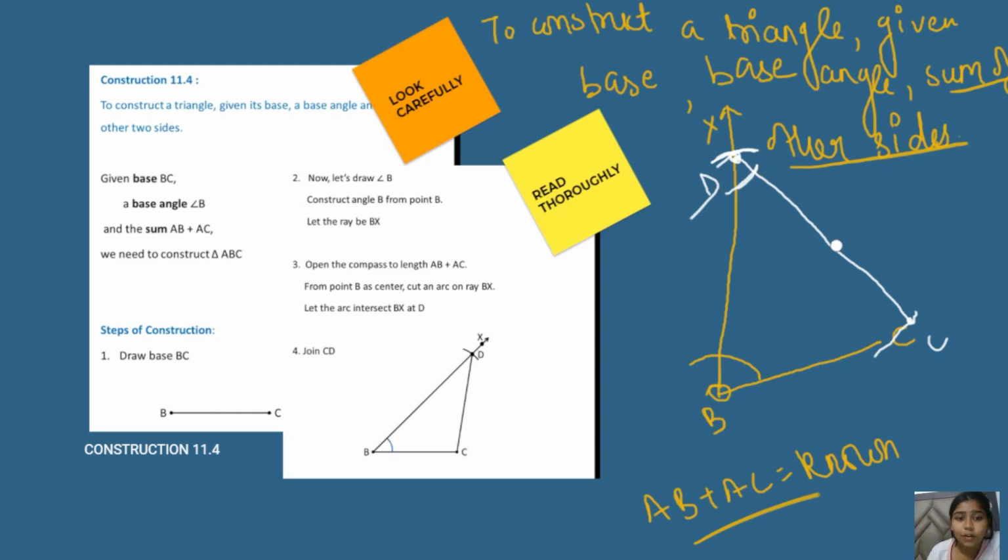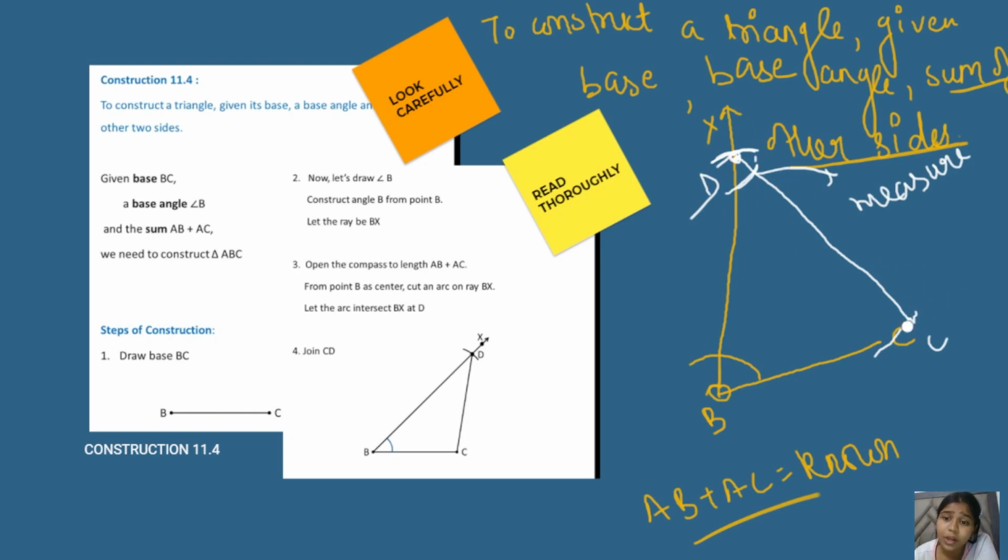Now open the compass to length A from B as the center, and put an arc on ray BX. Let it intersect BX at D, join CD. So this is your given triangle whose base is given, angle is given, and sum of the sides is given. So basically now you measure this angle.